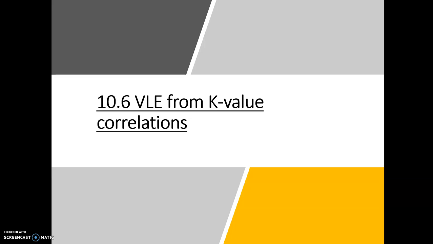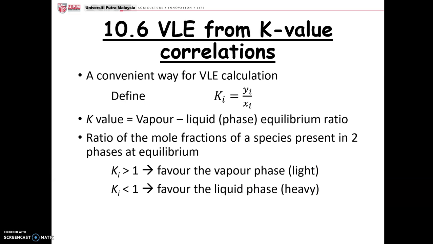Right. Now another one that we look at is actually the K value. Okay, K value. Actually quite simple. The K value is just a correlation where we define it as a ratio, a ratio of vapor and liquid phase equilibrium. Okay, so if it's greater than 1, it means that it favors the vapor phase. Okay, so it's easier to turn into vapor.